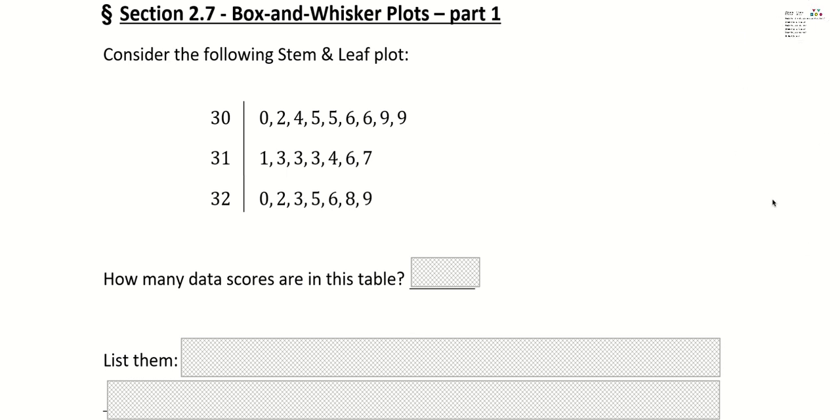What we're really here to do in this video is talk about Box-and-Whisker plots. This video is going to include all 3 parts, part 1, part 2, part 3. In actual class, it's probably going to take us at least 2 class periods to get through what's in this video. We're starting off with a quick example involving a stem and leaf plot. This is a stem and leaf plot.